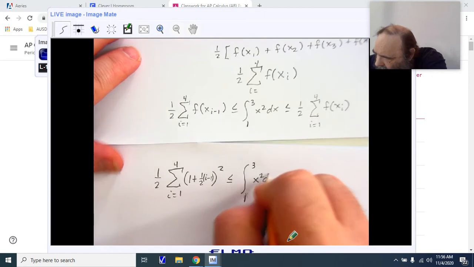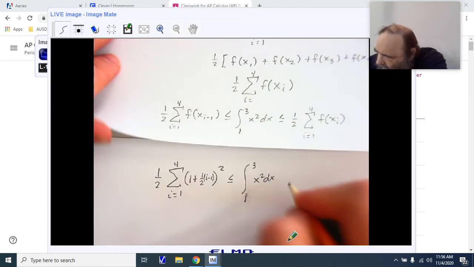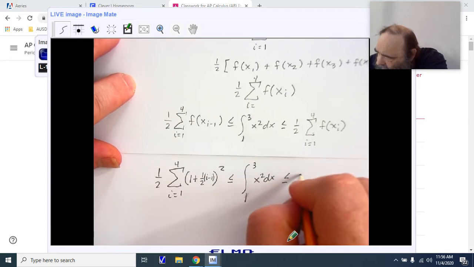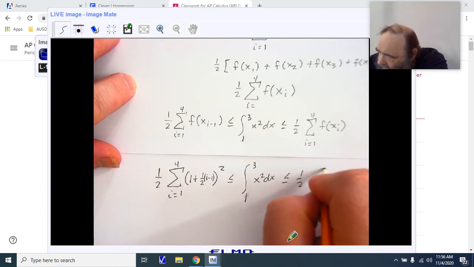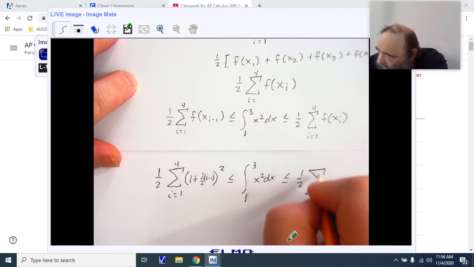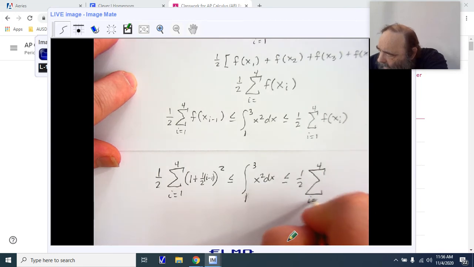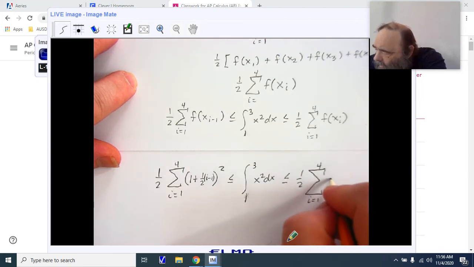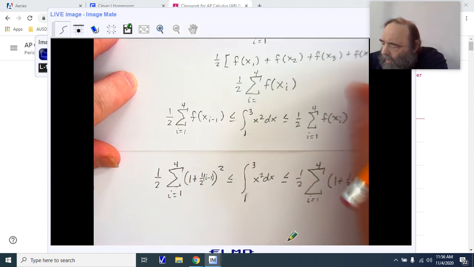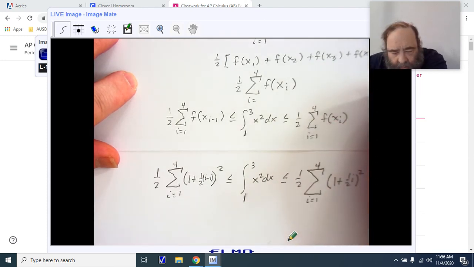X squared dx. And then we have our upper sum. Now you'll notice the way I'm writing this, it's actually a squeeze theorem if I can create a limit with it. Oh my, creating a limit. Wonder how I'm going to do that. 1/2 I squared. Okay, well, let's just think about it.